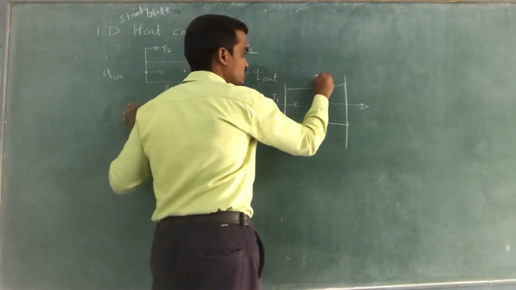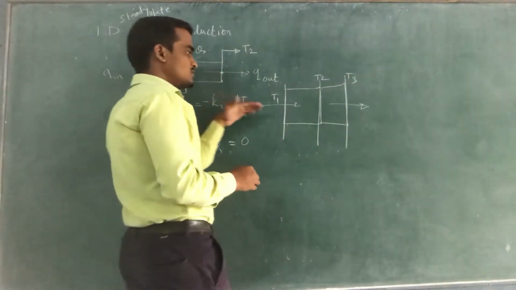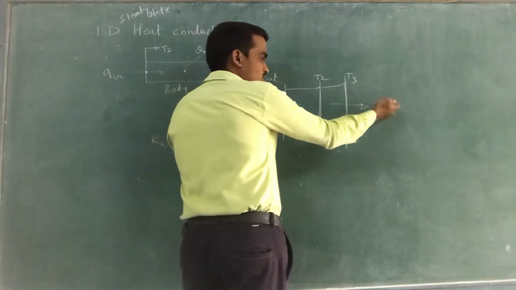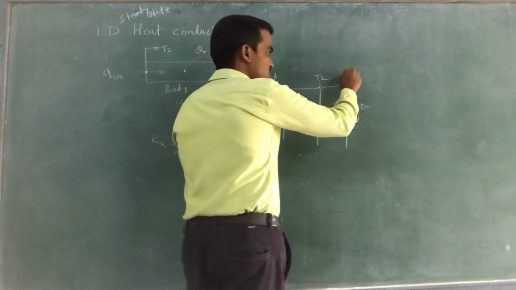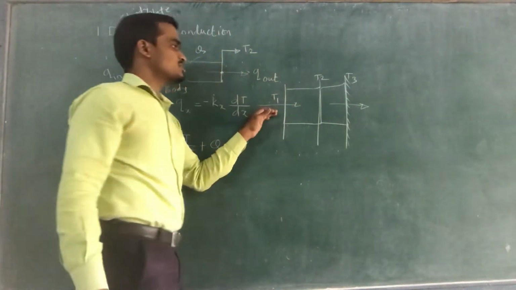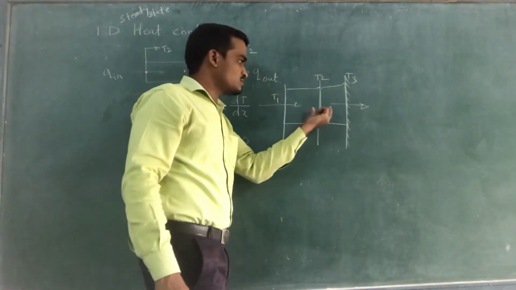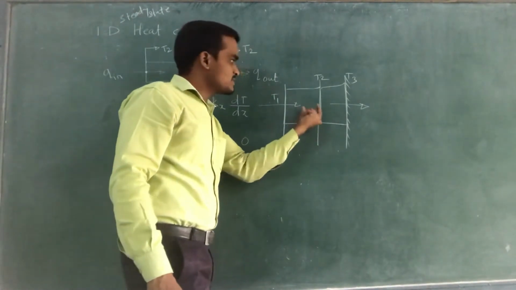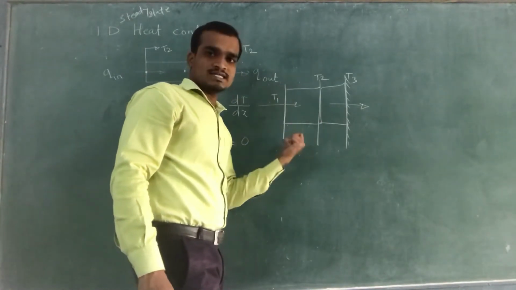This is your T1, this is your T2, and this is your T3. If heat is conducted from the left side and goes out from the right side, and suppose this side is insulated, then find out the temperature distribution within the element, or the temperature at the interface of these two bodies. Such type of problems will be asked. Actually, you have studied such type of problems in your heat transfer subject.